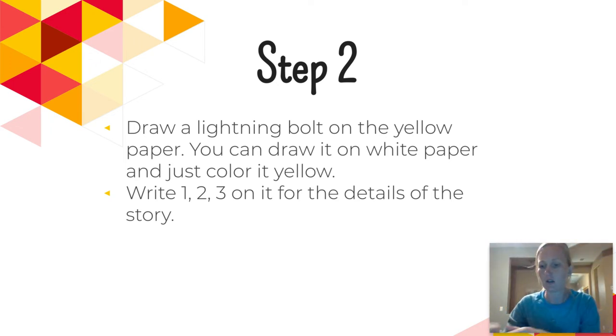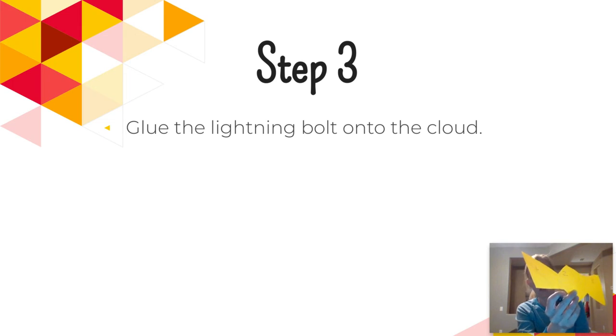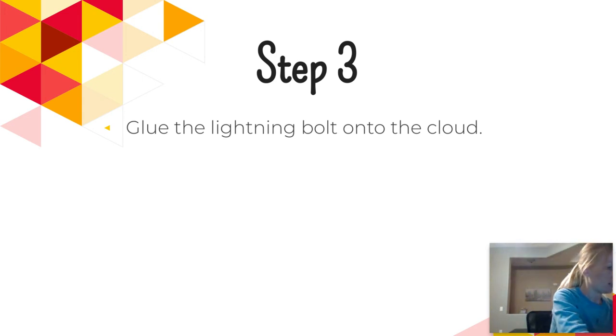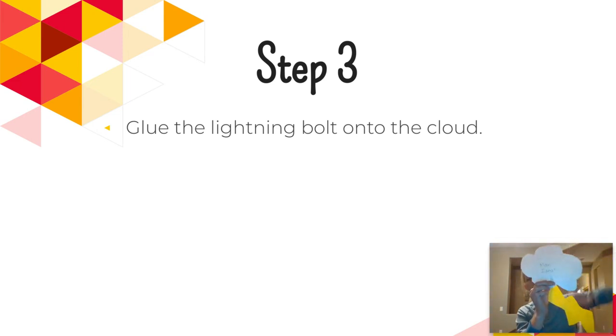So then on those, you're going to write a number 1, a number 2, and a number 3. Okay, just like that. And then you're going to glue it onto your cloud. Just put a little tiny dot of glue right in the corner so it looks like that. Okay, and then I just attached it at the bottom corner of my cloud. Falling apart here. You might need to hold it for a couple of seconds.